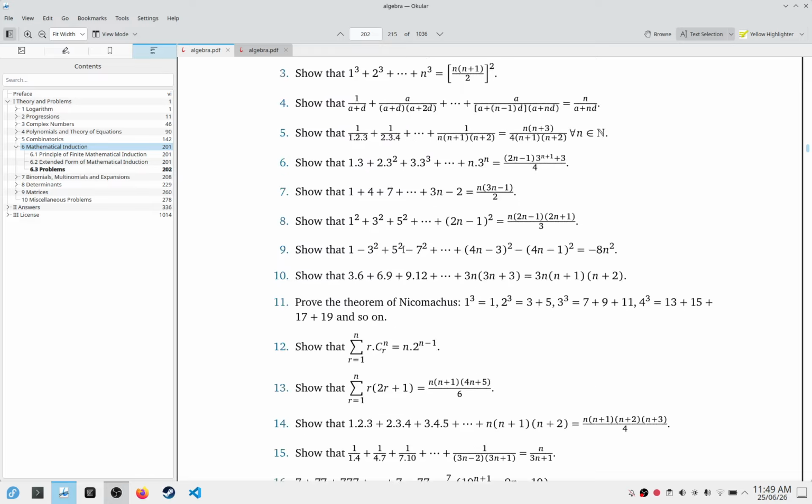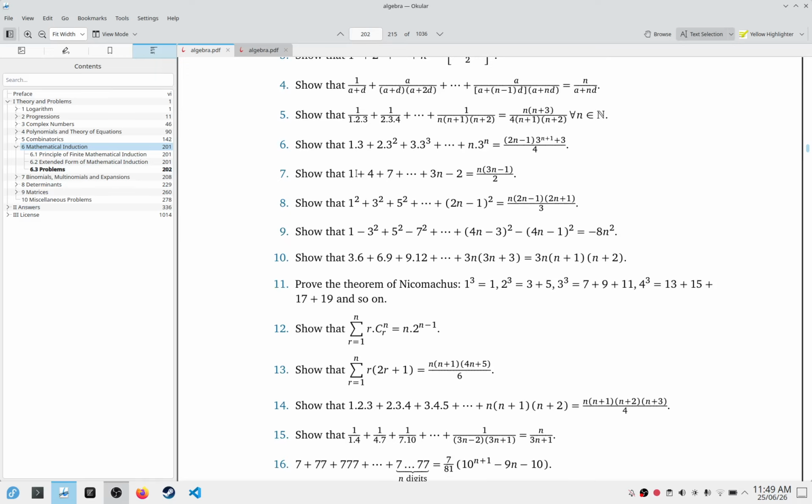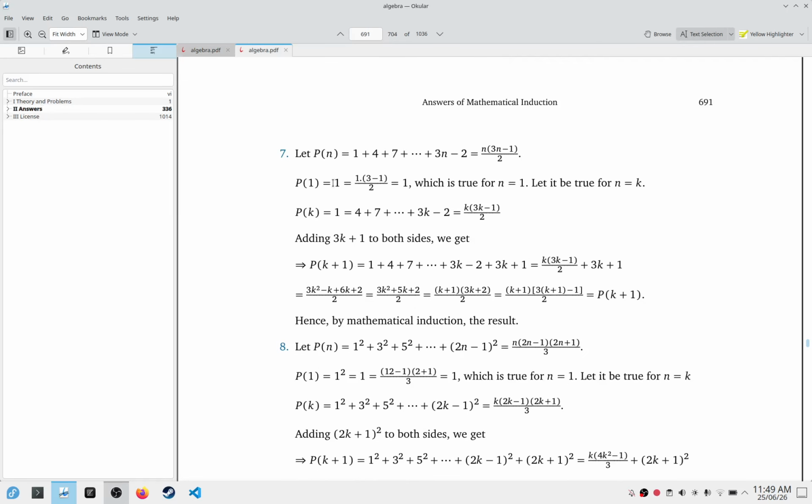Now we come to question 7. Question 7 says show that 1 plus 4 plus 7 up to 3n minus 2 is equal to n times 3n minus 1 over 2. So again we put n is equal to 1, left hand side is 1, right hand side is 1 times 3 minus 1 by 2, which is equal to 1, and thus Pn is true for n is equal to 1.